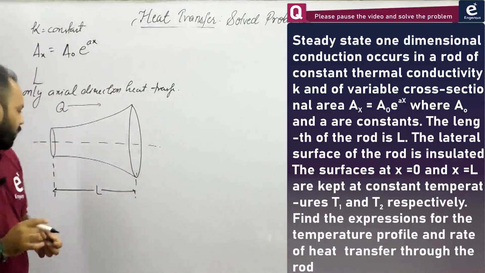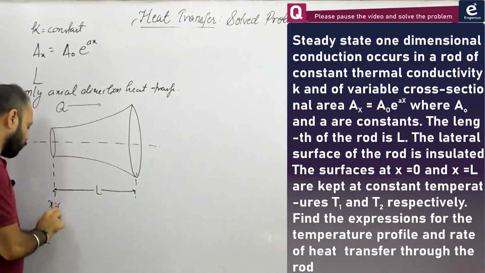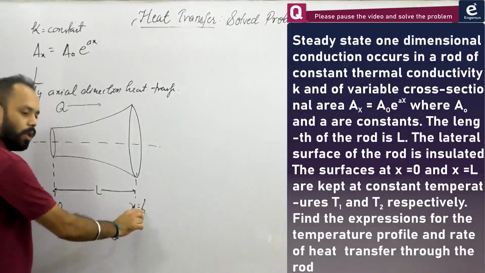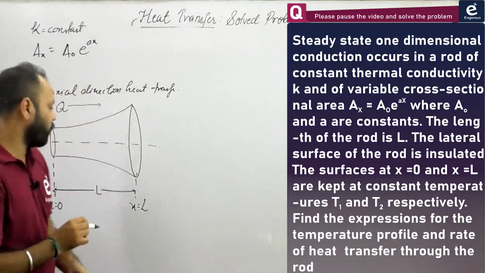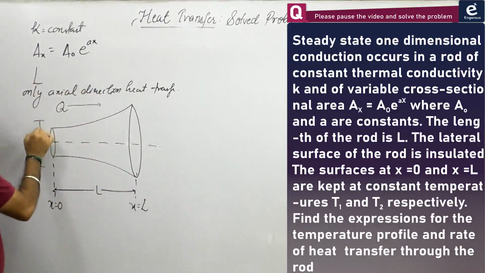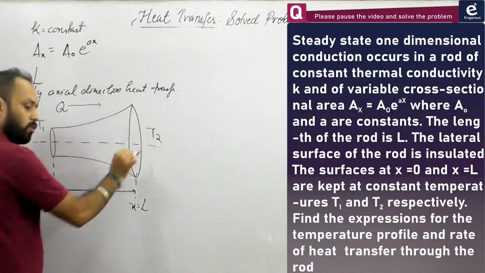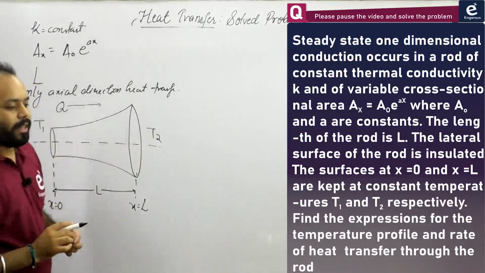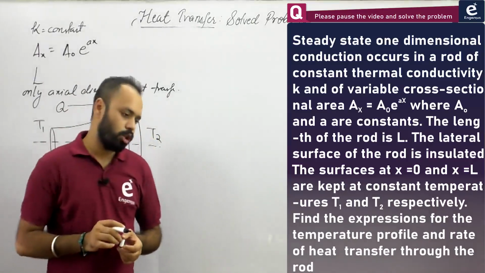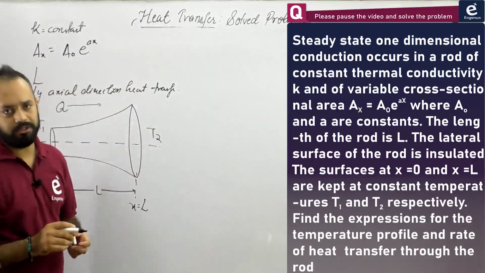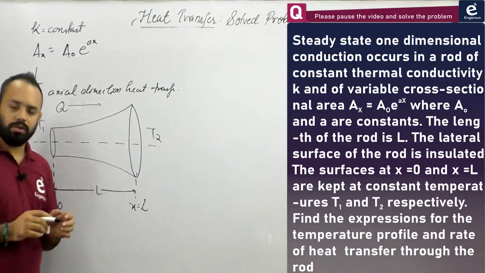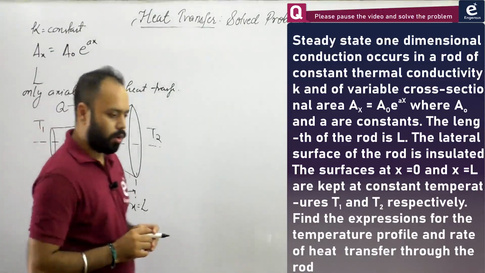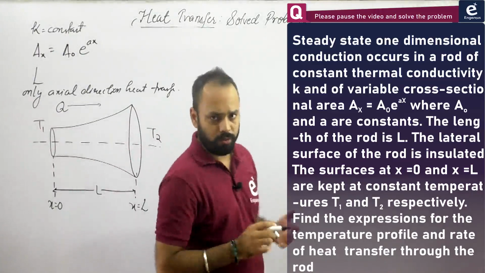This is given. K is constant. The surfaces at x is equal to 0, this is at x is equal to 0, and x is equal to L, are kept constant at temperatures of T1 and T2 respectively. So this temperature is T1 and this temperature is T2. Fine. Find the expression for the temperature distribution in the rod and the rate of heat transfer through the rod. Now what do you think? The rate of heat transfer through this rod will be constant or will be changing, will be a function of position? What do you think?